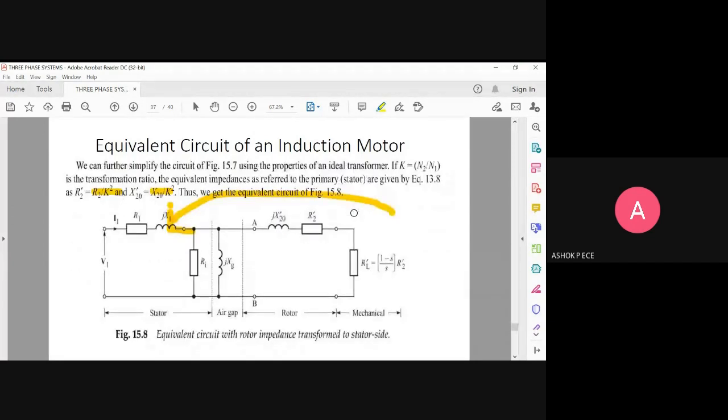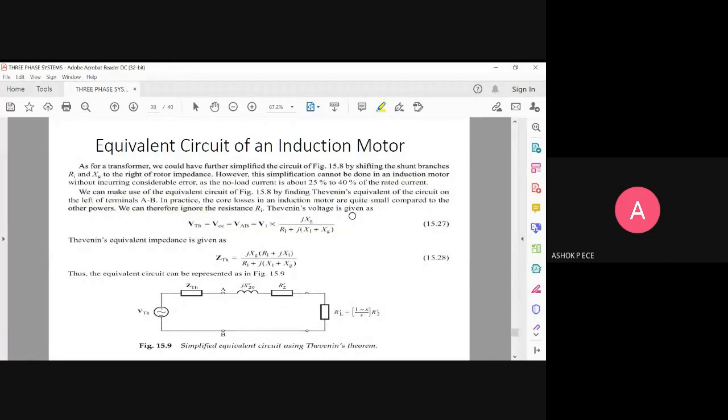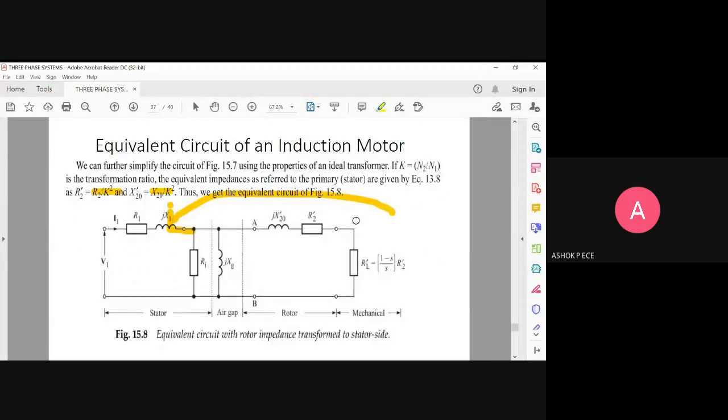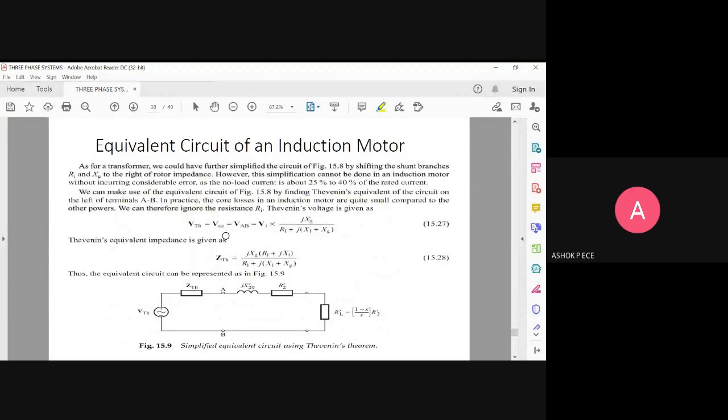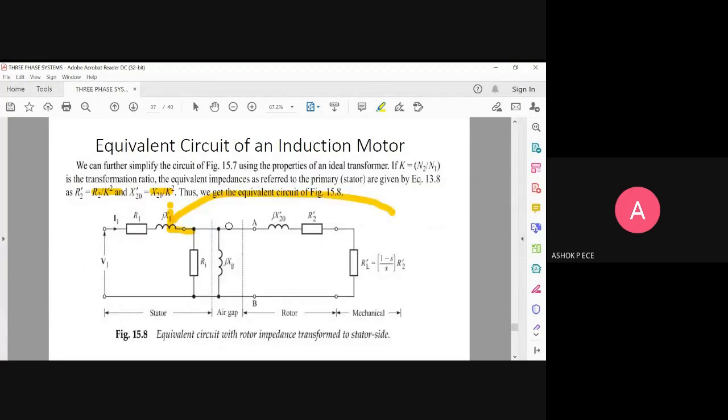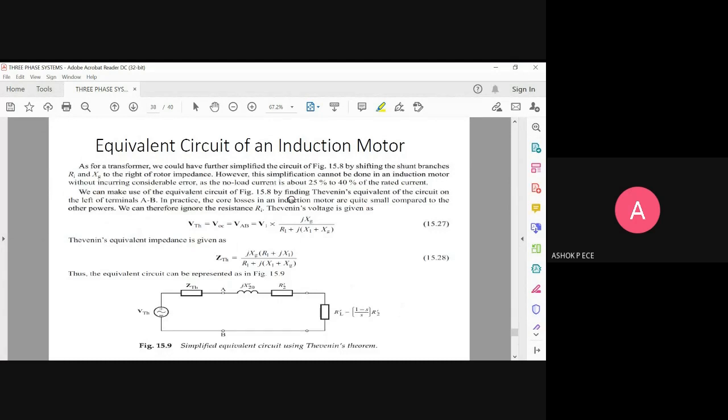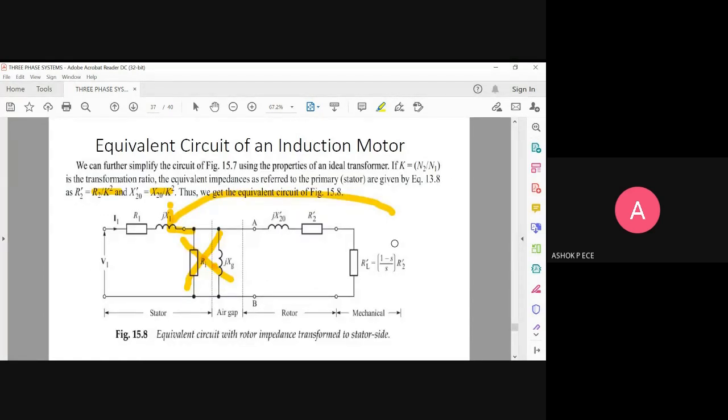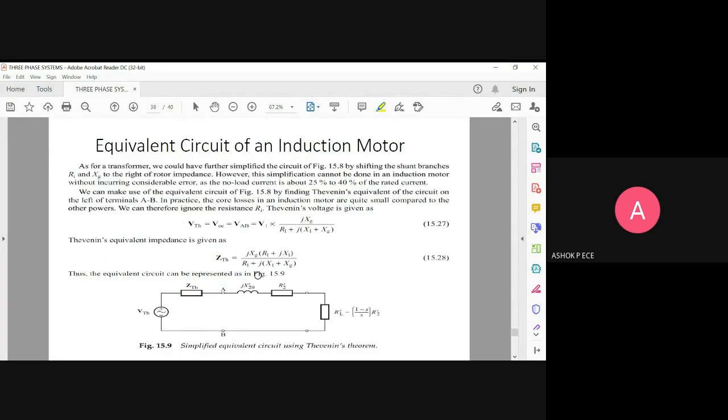And we can simplify this using Thevenin's theorem. In a transformer, the no load current is very small and this branch can be ignored, but here it cannot be ignored because this current is very large. It's 25 to 40% of the current, right? So we cannot remove that, but if we remove it, we can simplify this. If you remove this branch Ri and Xm, the remaining components will contribute to the simplified equivalent circuit of your induction motor. So I am replacing this R1 plus jX1 as ZTH.